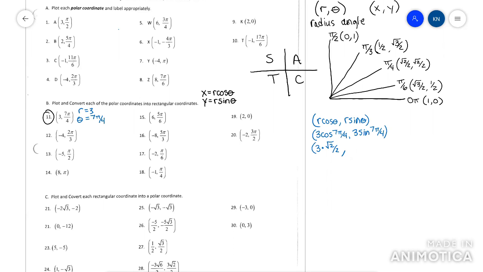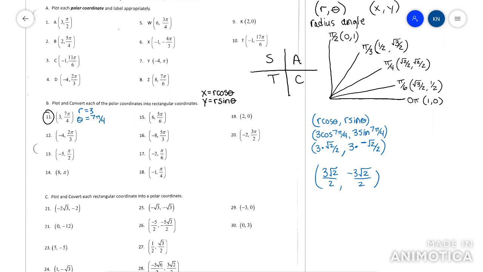Okay, comma, 3 times the sine of 7 pi over 4. Well, that's still in quadrant 4, which means sine is negative. And then looking at my reference angle, it's going to be negative root 2 over 2. Now you just multiply it out. So it'd be like 3 root 2 over 2, comma, negative 3 root 2 over 2.